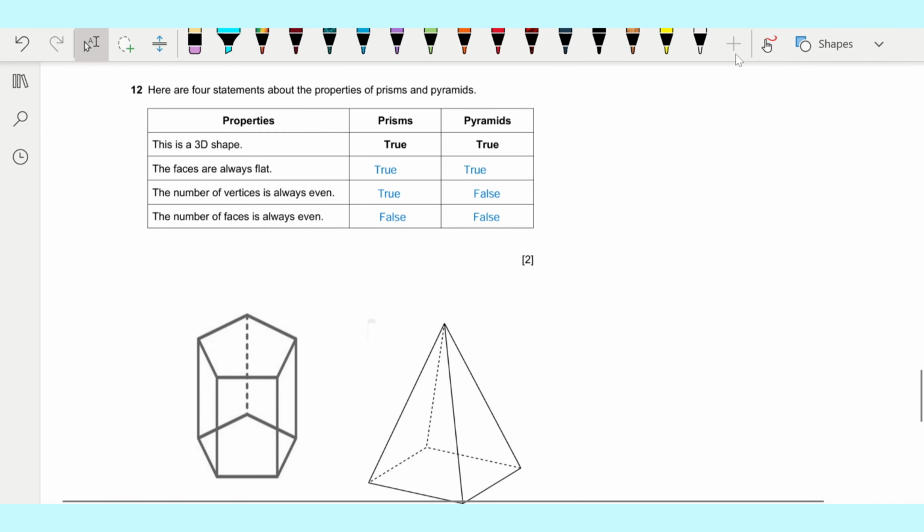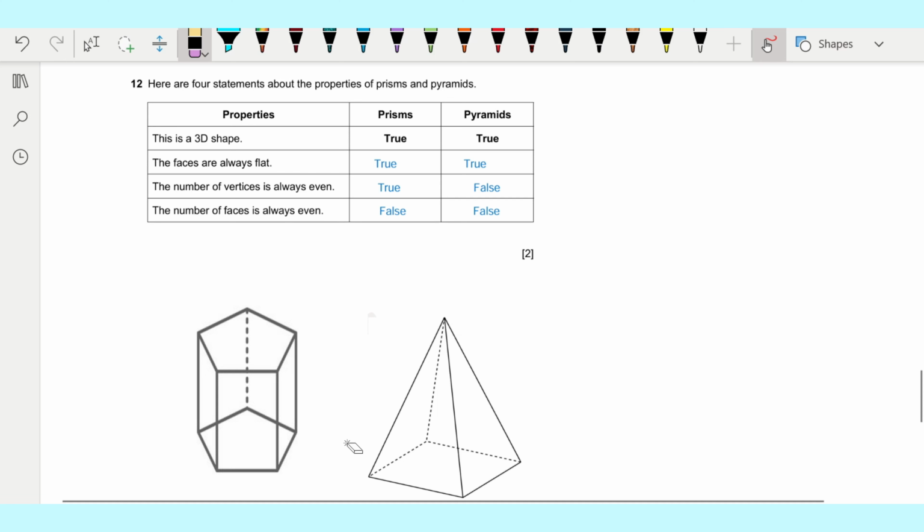Okay guys, this is the correct answer. So faces are always flat, true. Prism and pyramid. Number of vertices is always even. For prism is true. For pyramid is false. So is it always even? We see this pyramid has 1, 2, 3, 4, 5 vertices, so this is false. So not always even. Now number of faces is always even. For prism and pyramid both are false, so not always even.